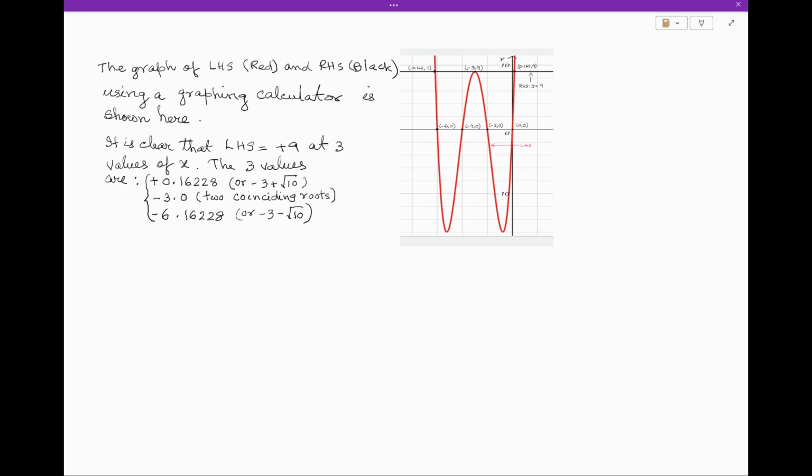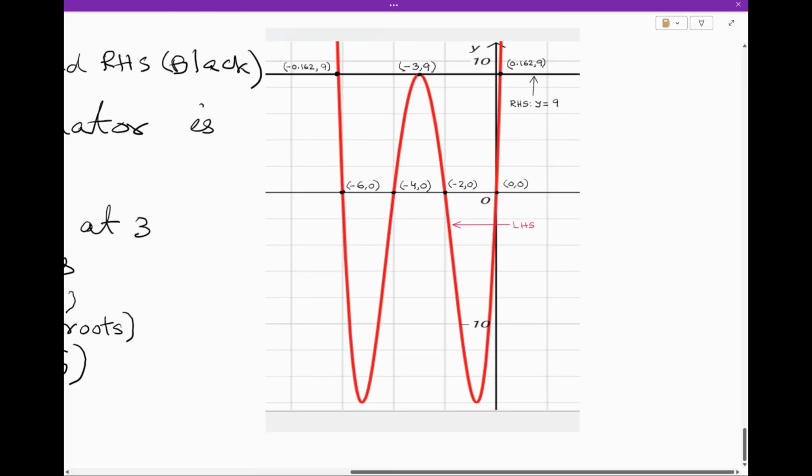The graph of the left hand side, that is red, and right hand side, that is black, is drawn here using a graphing calculator. In this case, the left hand side is equal to +9 at three values of x. These three values of x are plus 0.16228 or -3 plus square root of 10, and -3.0, and here two coinciding roots occur, and the last one is at -6.16228 or -3 minus square root of 10.